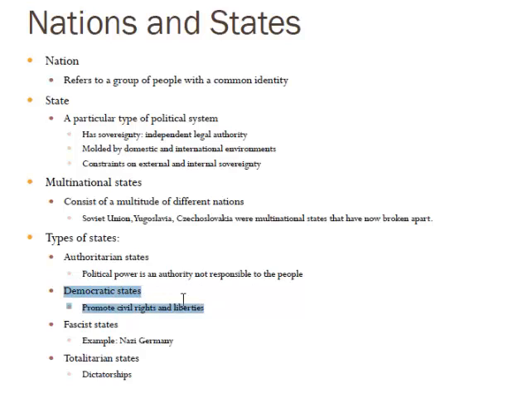Then you have democratic states, which promote civil rights and liberties, in other words, which do afford freedom to its citizens. You have fascist states, which are states that rule draconianly over its own people, and then you have totalitarian states, which are dictatorships, which again is another type of government that does not answer to the people, where an individual or a small group of people rule the state and don't derive their authority from the people in the country.